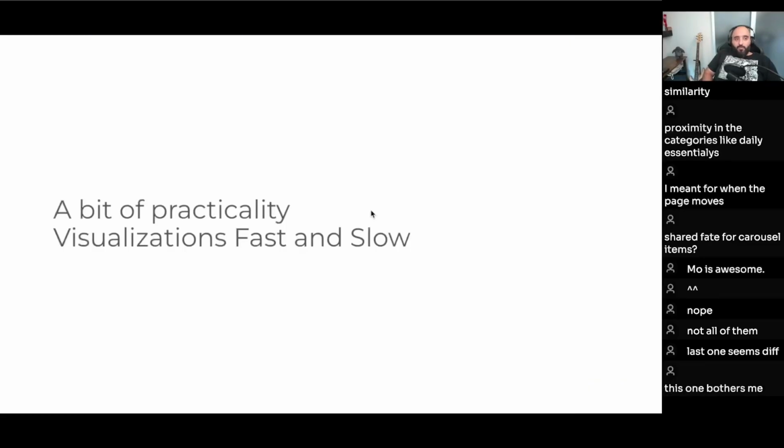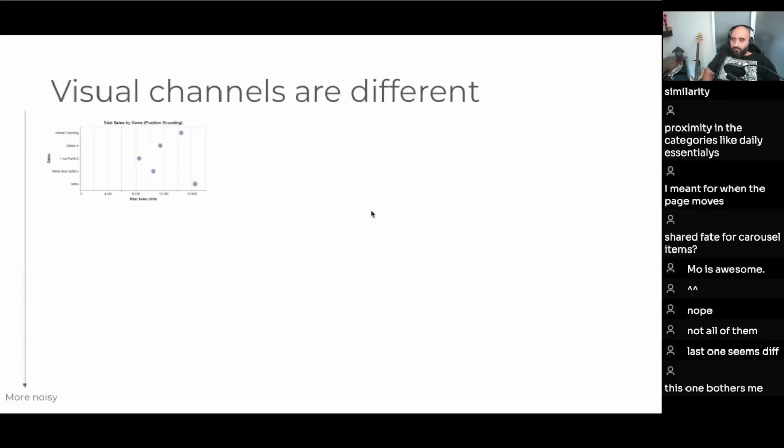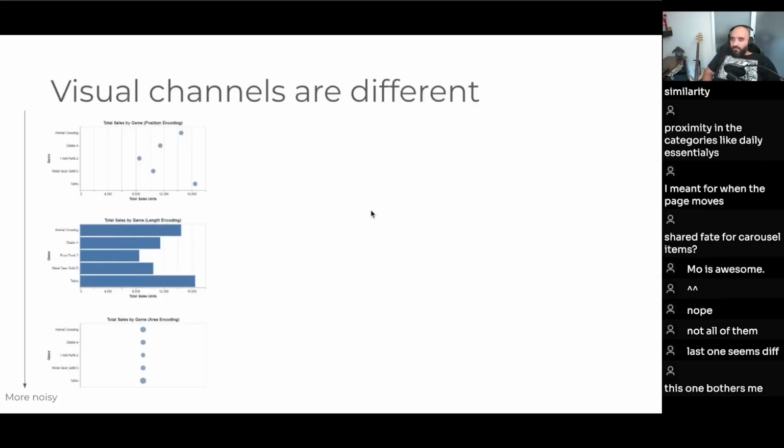So now, these are the last slides of the lecture. We're just going to do a little bit of practicality because we're going to start doing some visualizations. Here are some of the things based on these perception ideas that we learned. So the idea is that visual elements are different. We just learned that, right? Some are more noisy to detect.